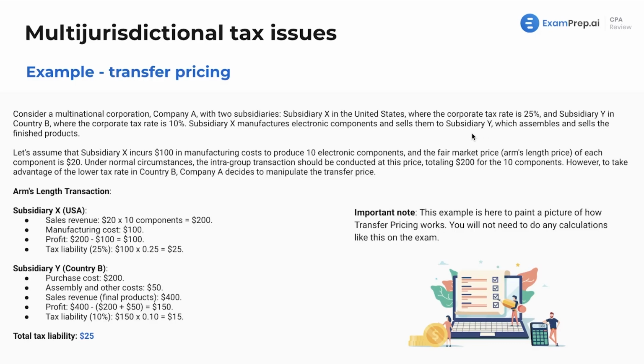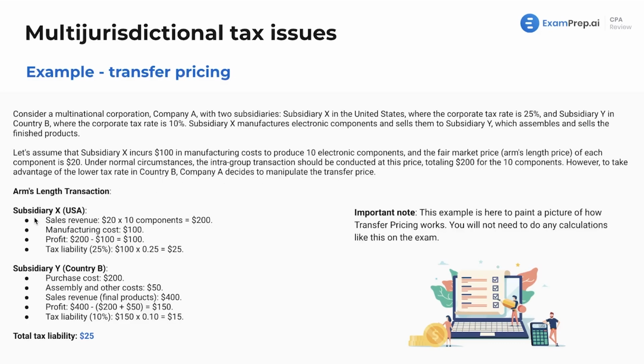Now, let's assume that subsidiary X incurs $100 in manufacturing costs to produce 10 electronic components, and the fair market price, which is the arm's length price, the non-related party price, of each component is $20. Now, under normal circumstances, the intra-group transaction should be conducted at this price, which would total $200 for the 10 components. However, to take advantage of the lower tax rate in country B, company A decides to manipulate the transfer price. That's not good. What are they going to do?